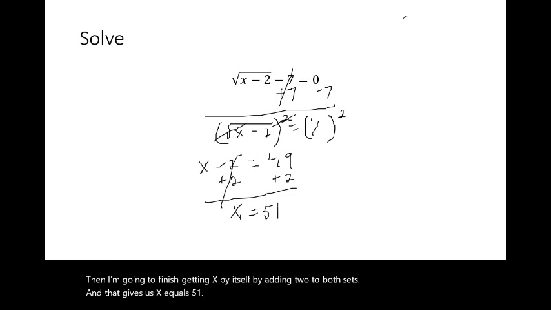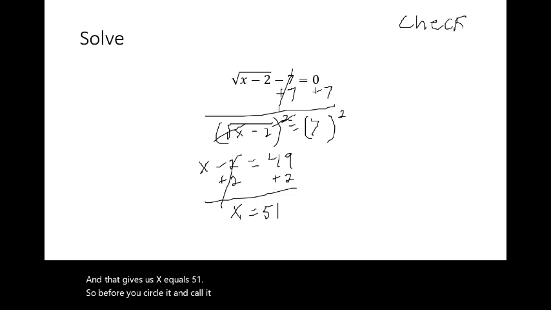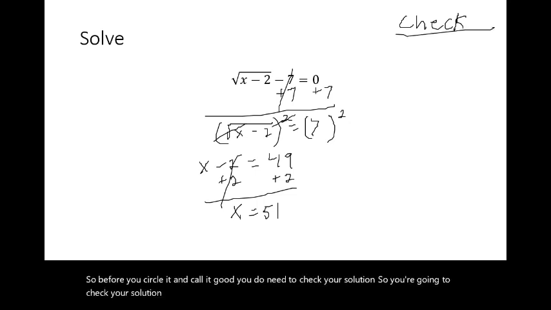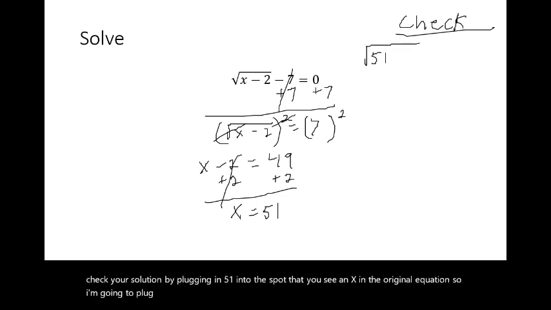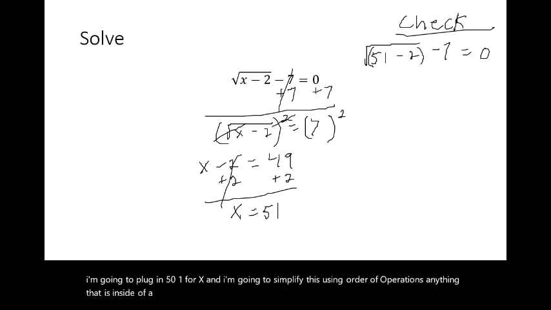So before you circle it and call it good, you do need to check your solution. So you're going to check your solution by plugging in 51 into the spot that you see an x in the original equation. So I'm going to plug in 51 for x, and I'm going to simplify this using order of operations. Anything that is inside of a square root has implied parentheses. Parentheses always go first. So 51 minus 2 is 39.